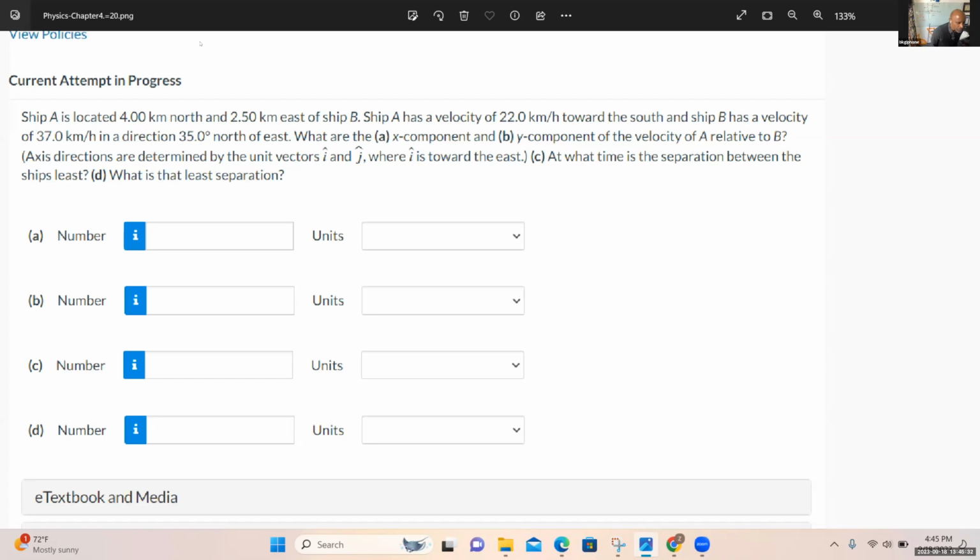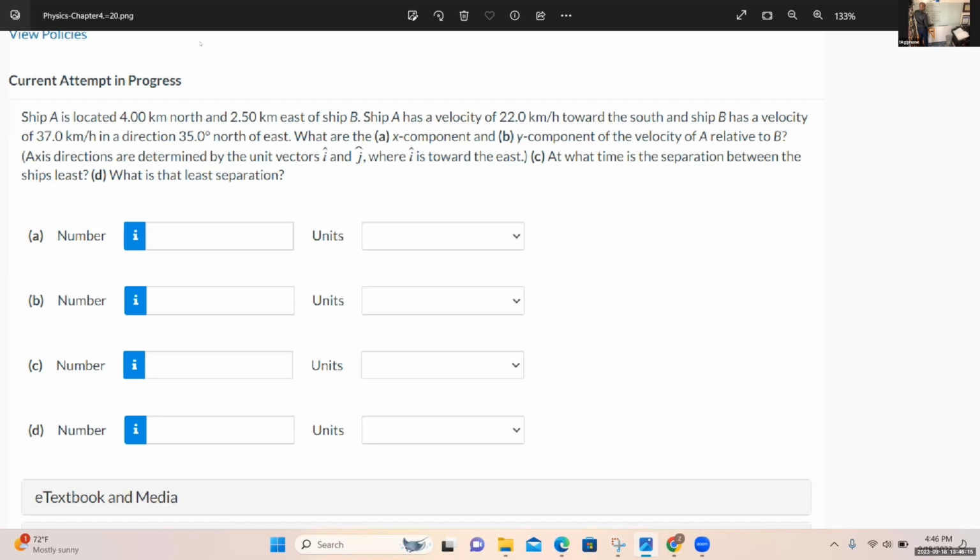So the first part is: what are the x component and y component of the velocity? Okay, so that's fine. So we can just write that down. That's going to be easy, I think. For VA, so VAx is going to be 0, right? Because it's going due south, so it has no component in the x direction. And VAy is going to be minus 22.0 kilometers per hour. So let's call this part A.